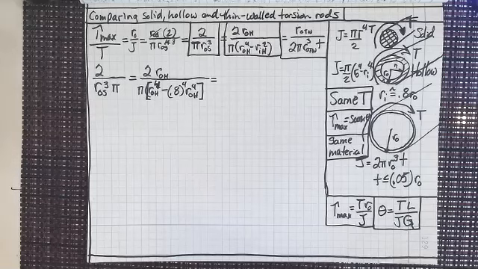0.8 to the 4th equals, well, no, it's 0.4096. Is that right? 0.4096. Let me just look here. Yeah, that would be 0.8 to the 4th. Yeah, I get 0.4096. All right.